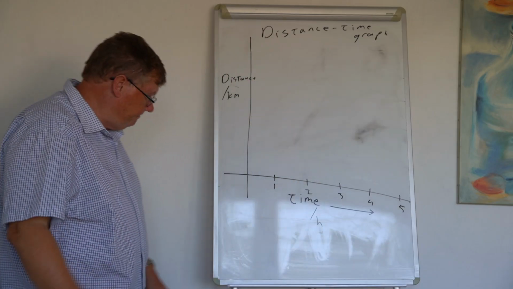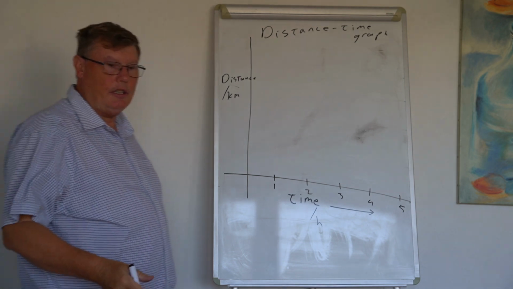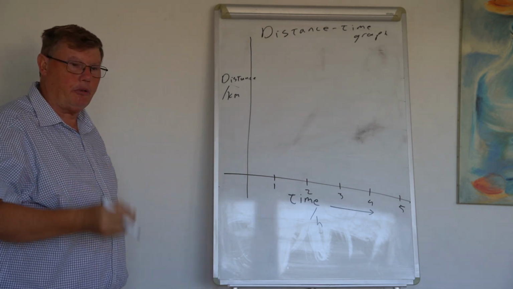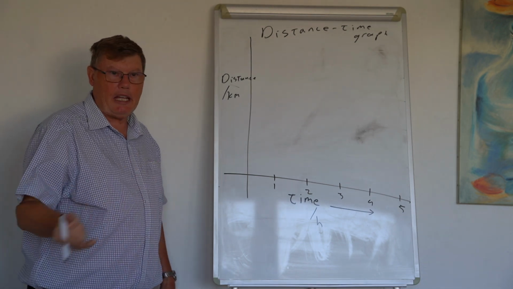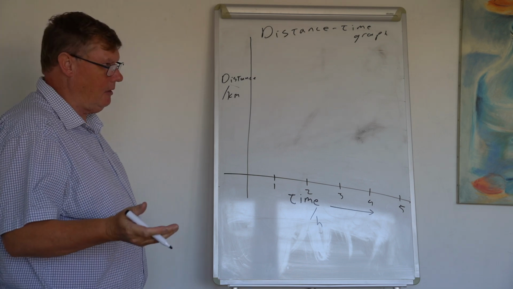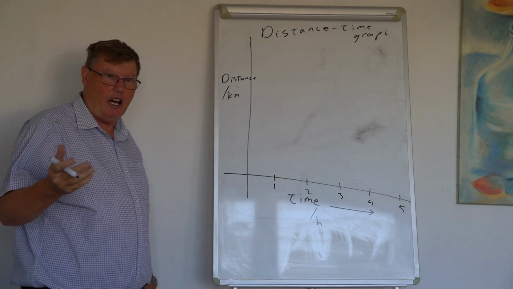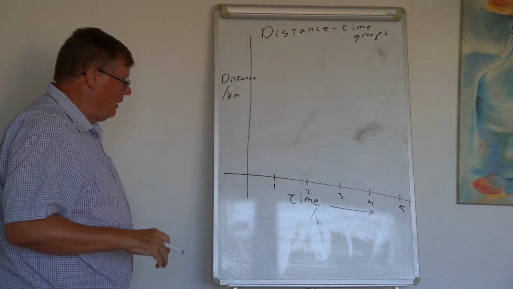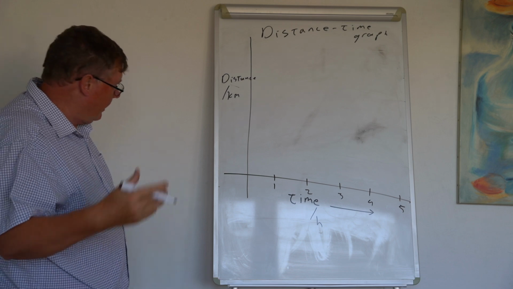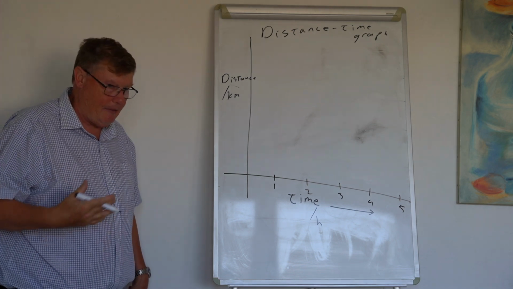Okay, so moving on. This is the stuff that you've probably done in year 8, year 9, maybe year 10. Distance time graphs. You've done it in physics and you've done it in maths, but we have to do it again now before we can move on.